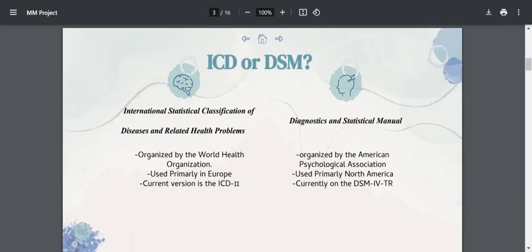So, what are the differences between the two? The ICD is organized by the World Health Organization, used primarily in Europe. The current version is the ICD 11. The DSM is organized by the American Psychiatric Association, used primarily in North America. They are currently on the DSM-5-TR.